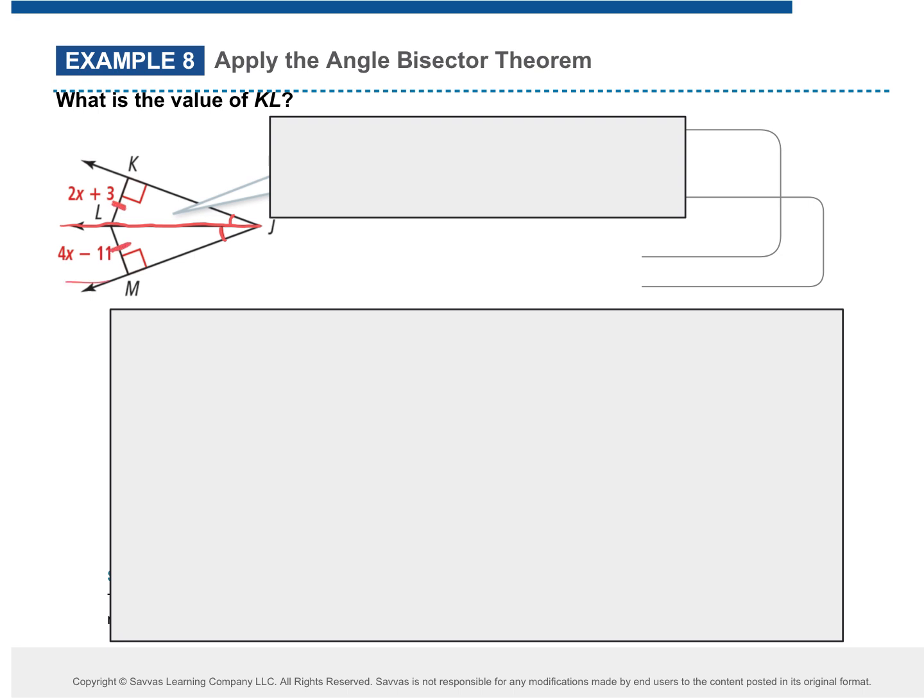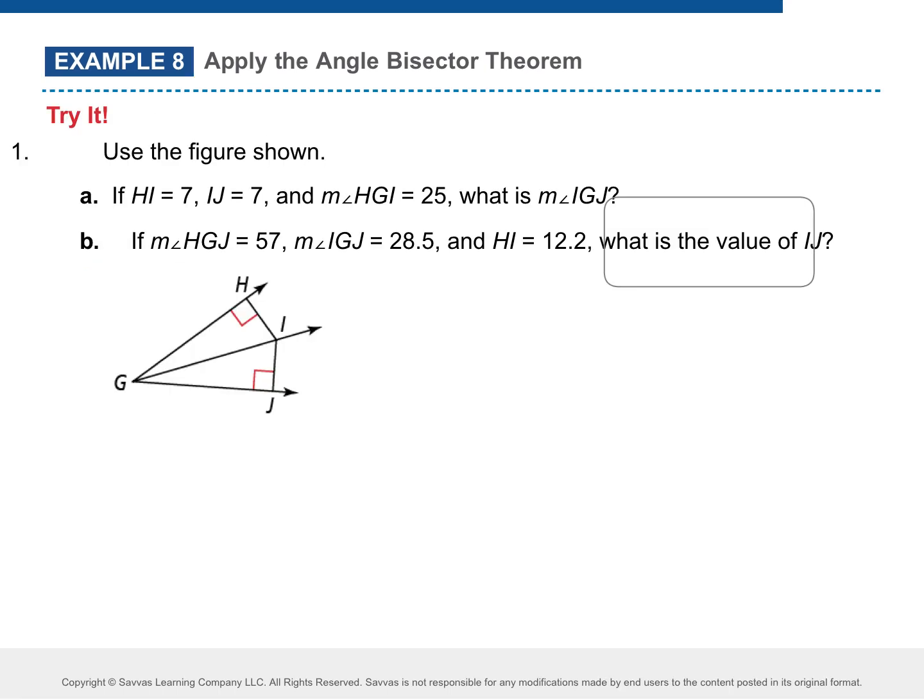So if we wanted to find the value of x, how would we set that up? 2x plus 3 equals 4x minus 11. I'm not going to go over how to solve that because I feel like we're good. Are we good? Okay. Once I got the value of x, what would I do with it to find the value of KL? Plug it in. Does it really matter which one you plug it into? No. Why not? They should be the same. Yep. Good. And nice job.